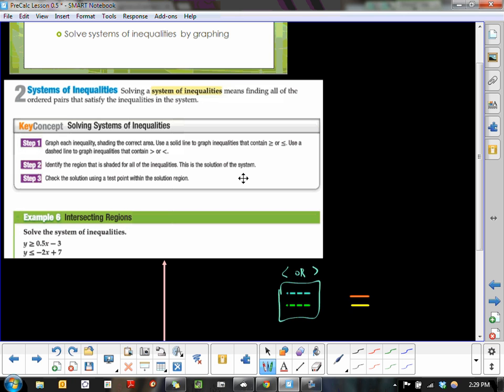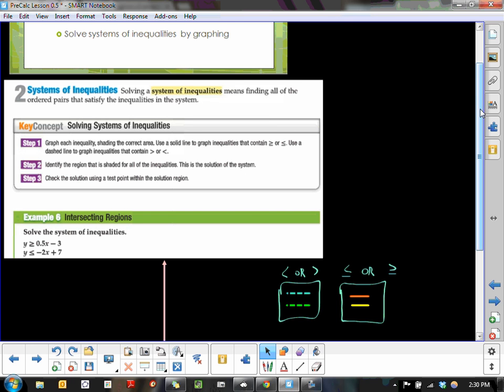Whenever we have a less than or equal to or a greater than or equal to symbol in our system, then we need to make sure that we use solid lines to represent that the boundary line is included as part of the solution set. So dashed lines mean we do not include the boundary. Solid lines mean that we do.